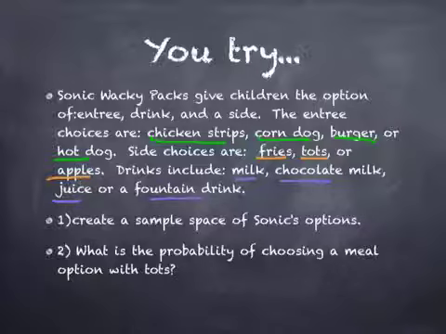So we need to create a sample space of Sonic's options. You can choose to do this as a list or a tree diagram. And then the second part is to tell me what the probability is of choosing a meal option with tots. All right, go ahead and take a go at it, and you can come back to the website and check the answer key.